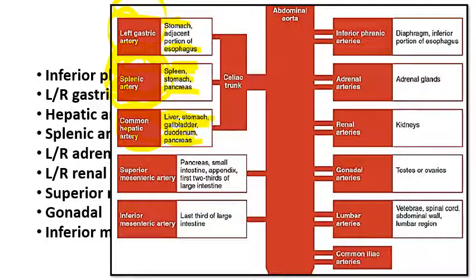Right, so I'm not going to ask you about these other areas that are supplied by these arteries. I will not ask you about that, but I just wanted you to be aware of the fact that you can usually tell where these arteries are supplying blood to from the name, but that doesn't tell you the complete story. It misses a few areas.